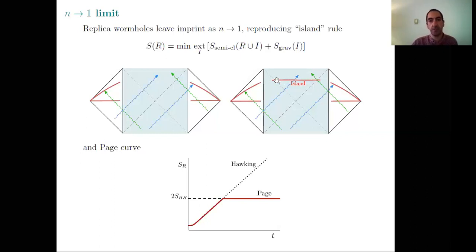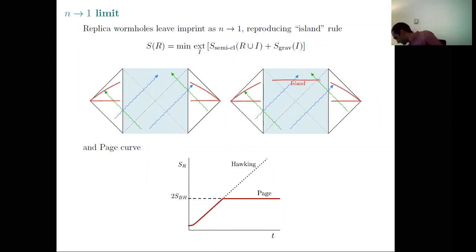And the analog of the Page curve in the eternal black hole is something that looks like this. It follows Hawking's curve at the beginning, but then it saturates at 2 times the black hole entropy, because there are 2 black holes here, the black hole on the left and the black hole on the right. Whereas the Hawking answer would have increased linearly in time forever. The black hole never evaporates away, so it just keeps producing more and more entropy. Okay, so this is what the replica wormholes give you.